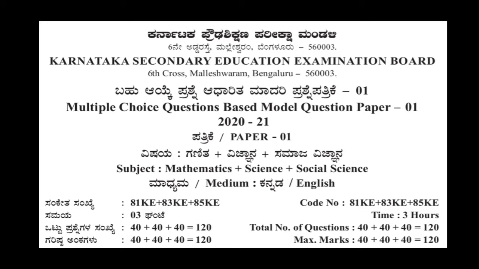I'm Sushma. Today we are going to discuss Model Question Paper 1, because the Karnataka Secondary Education Examination Board has released its first model paper. In one paper you have 3 subjects: Maths, Science and Social. Both mediums are available, Kannada medium and English medium. Each paper carries 40 marks. In total you need to write 120 marks in 3 hours. That means for each paper you have 3 hours.